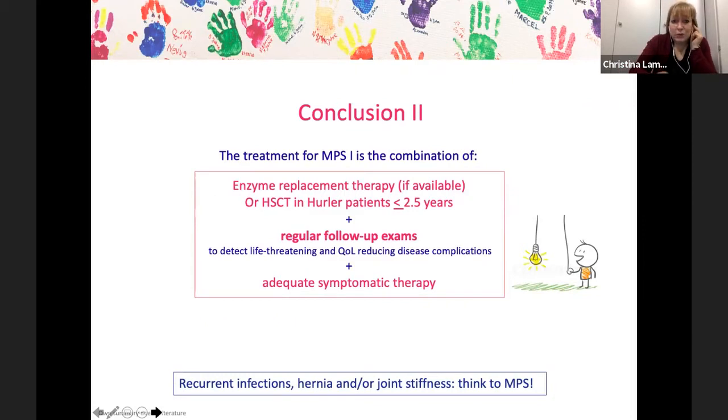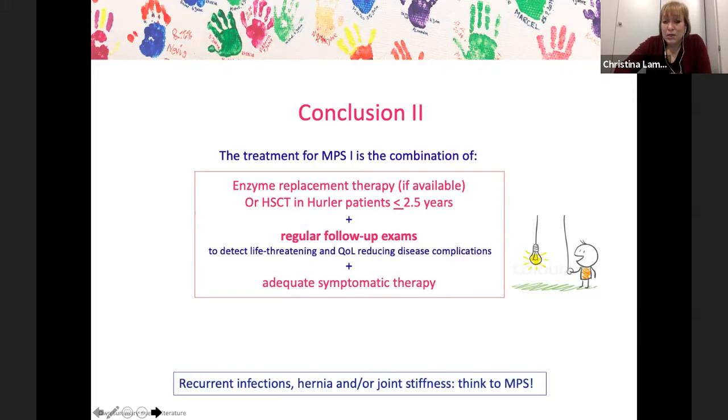So my last conclusion is the treatment of MPS 1, and this is not only for MPS 1, but also for all MPSs in which enzyme replacement therapy is available. You give the enzyme for sure, or you make the stem cell transplantations in MPS 1 patients if they are under the age of 2.5 years.